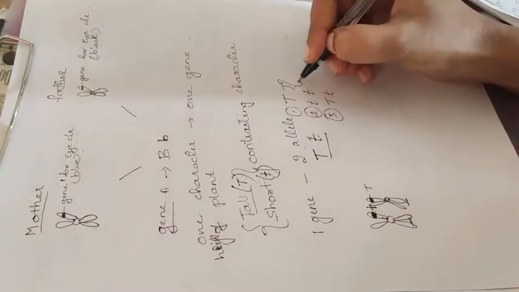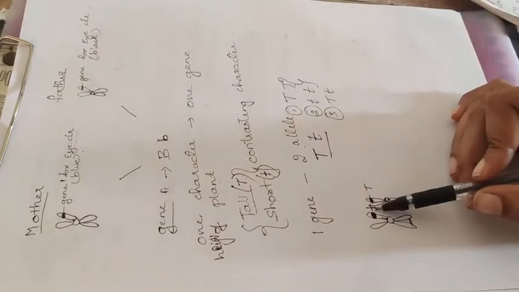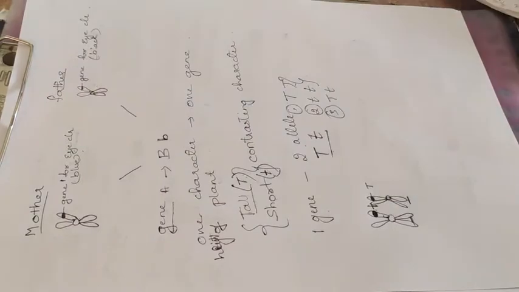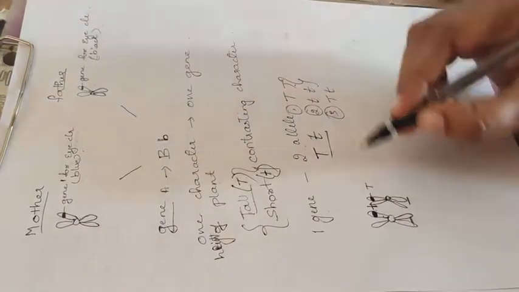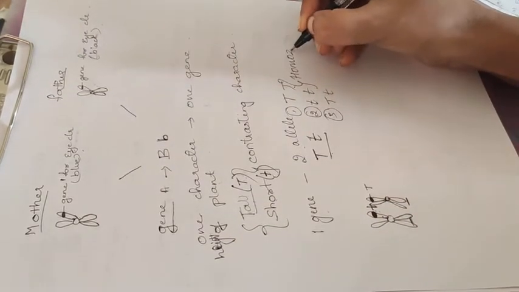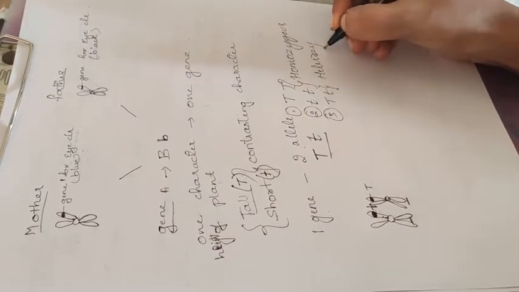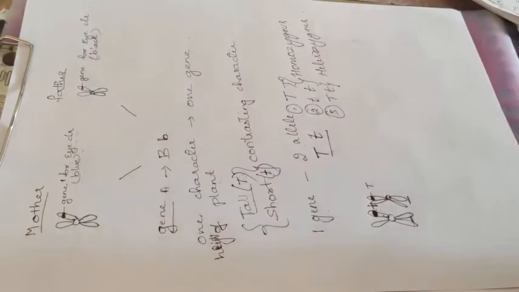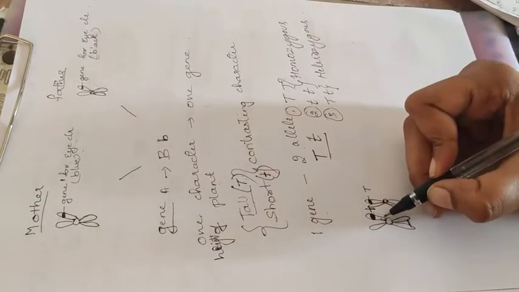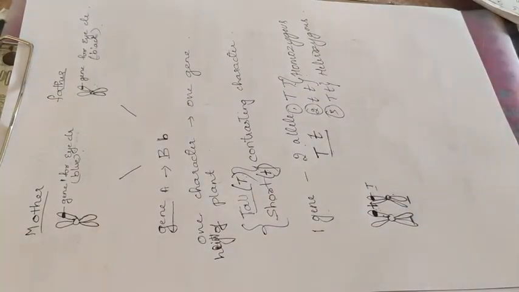Clear? Now these two conditions are called as homozygous condition because you are finding same allele on the two homologous chromosomes. Only this one is called as heterozygous condition because here there are two different allele on the homologous chromosome. This homologous chromosome is having small t and this homologous chromosome is having the capital T. Such is called as heterozygous condition.